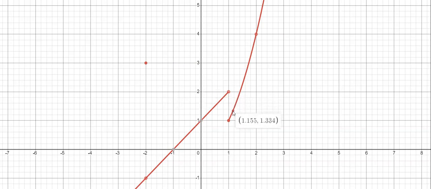Okay, so visually we can see that this is approaching a 1 from the right and a 2 from the left. They're not the same. We don't have a limit. Okay, so the left-hand limit is 2. The right-hand limit is 1, but the limit altogether, the overall limit, doesn't exist.